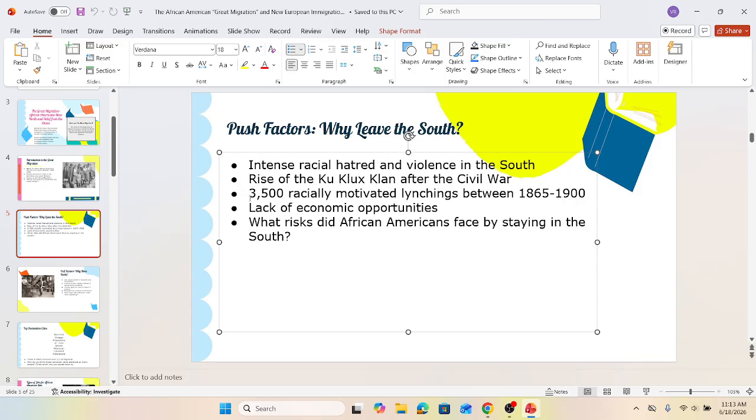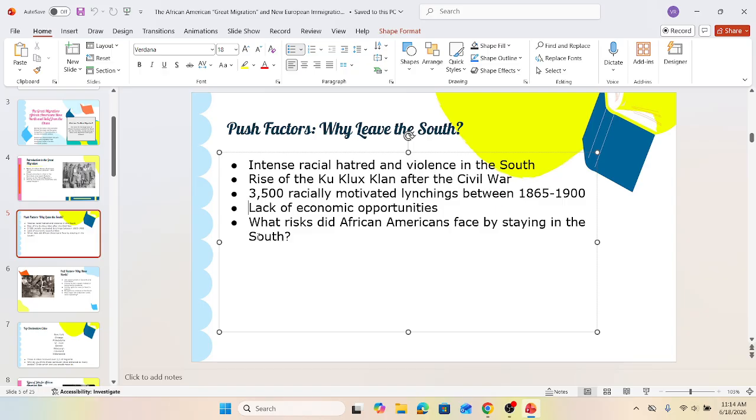really no consequences. You couldn't do anything about it because the police and the judges and the governors and the mayors of the town were the ones involved in these racially motivated lynchings. So it was very hard to appeal to a higher power for help because the higher power was corrupt and violent. There was also, in addition to all of this violence and hatred, a lack of economic opportunity.